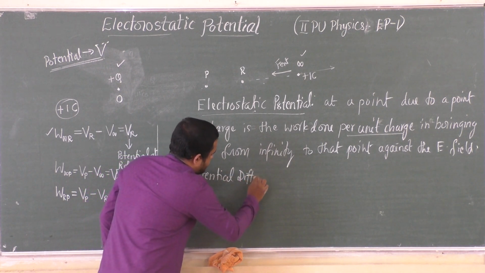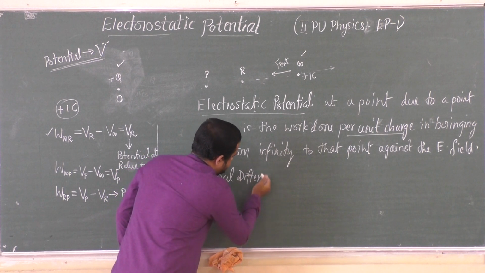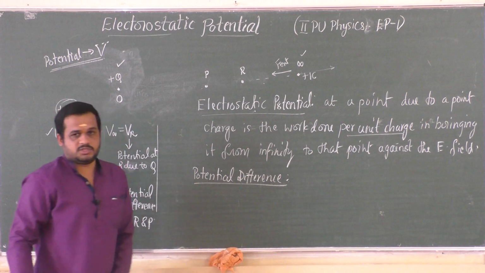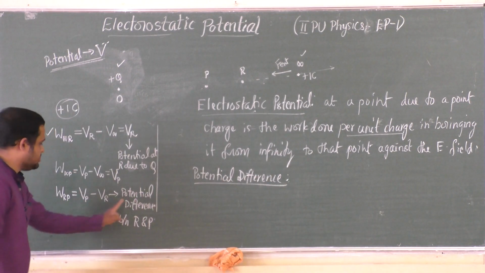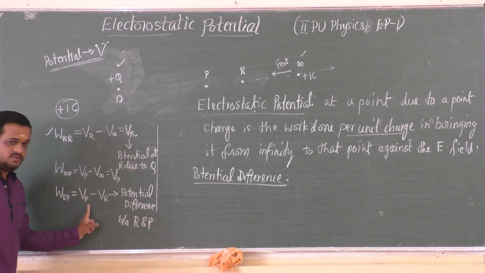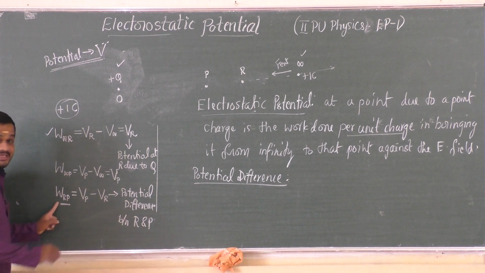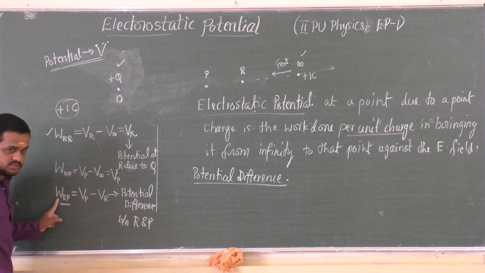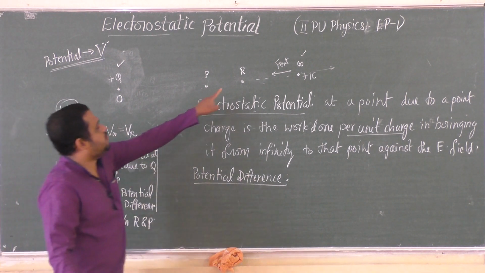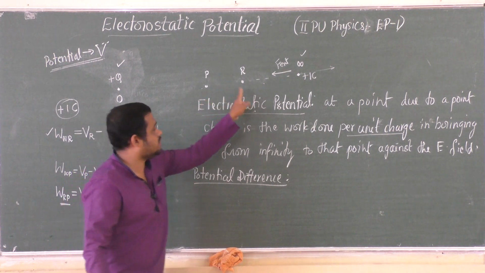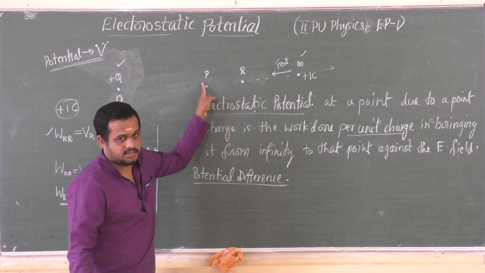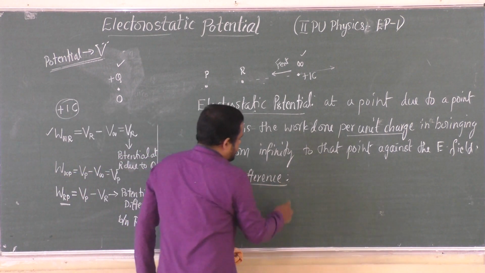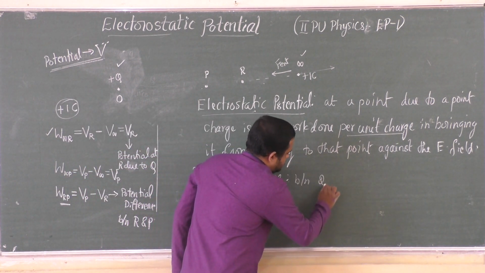This is also important. Potential difference between 2 points. Definition of potential difference is here. What is this now? This term is nothing but the amount of work done in moving a unit positive charge from where to where? From one point to another. It is not from infinity. One point to another, again against the electric field.